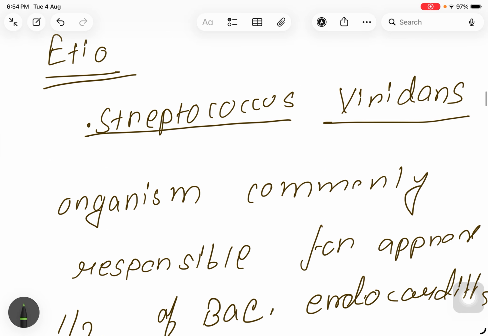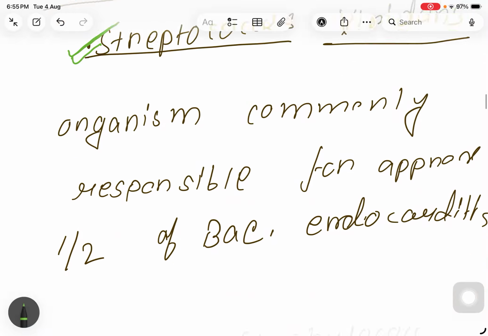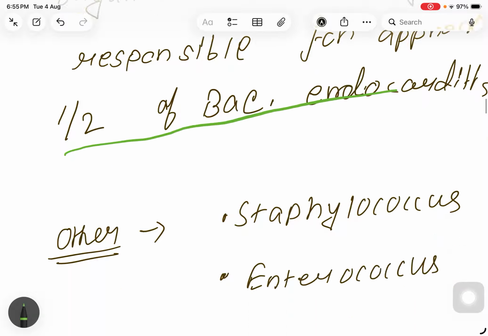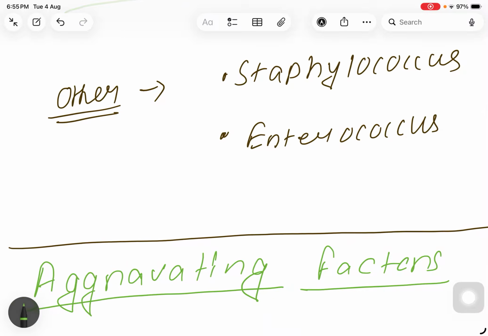Okay. So etiology. The main organism is Streptococcus viridans. It's asked very commonly in MCQs, in NEET. Okay, what is the main organism, and also in vivas. So the main organism is Streptococcus viridans, that is responsible for almost half of the bacterial endocarditis. Okay. Others are Staphylococcus and Enterococcus.